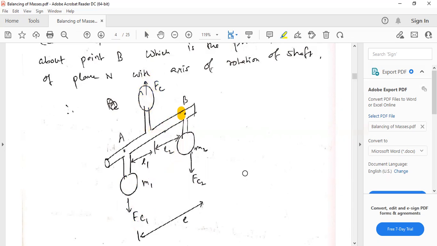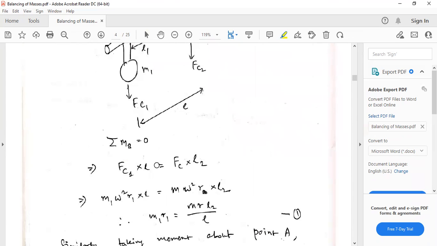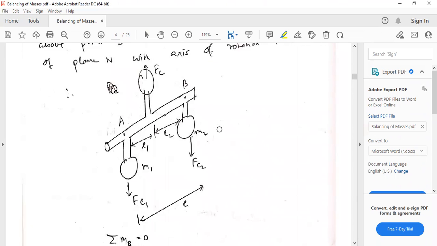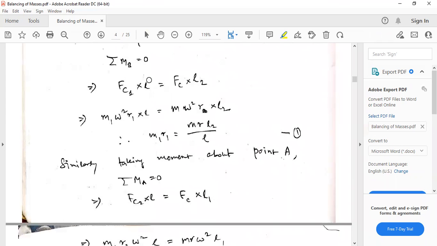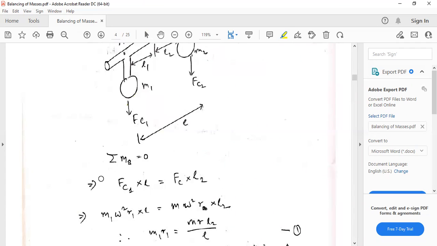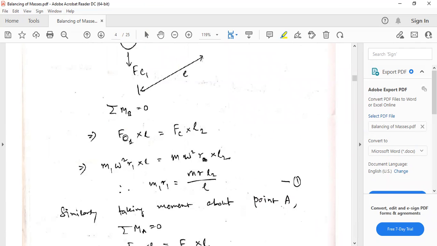This is called dynamic balancing. Let's see how to do it. We have taken moment about B and summed it up, which is equal to 0. We have to make it 0 before dynamic balancing. All the moments should cancel each other, so that it will be 0. Here we have written, as I have said, moments in the left hand direction, unlike moments in the right hand direction. So we have written this, replacing the FC1 value and FC value.